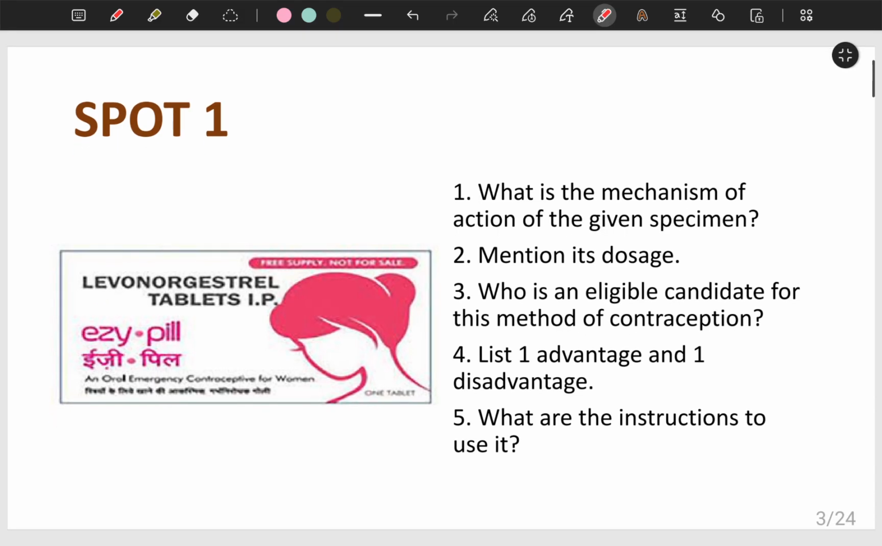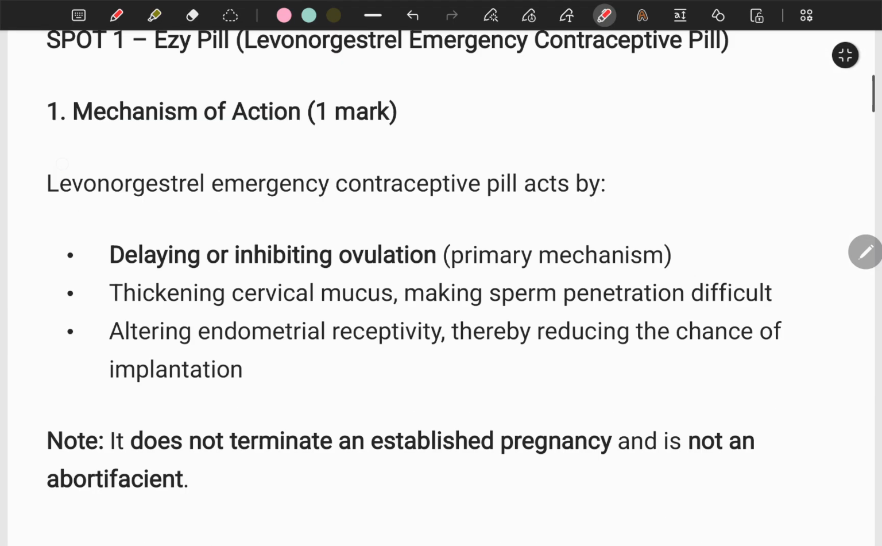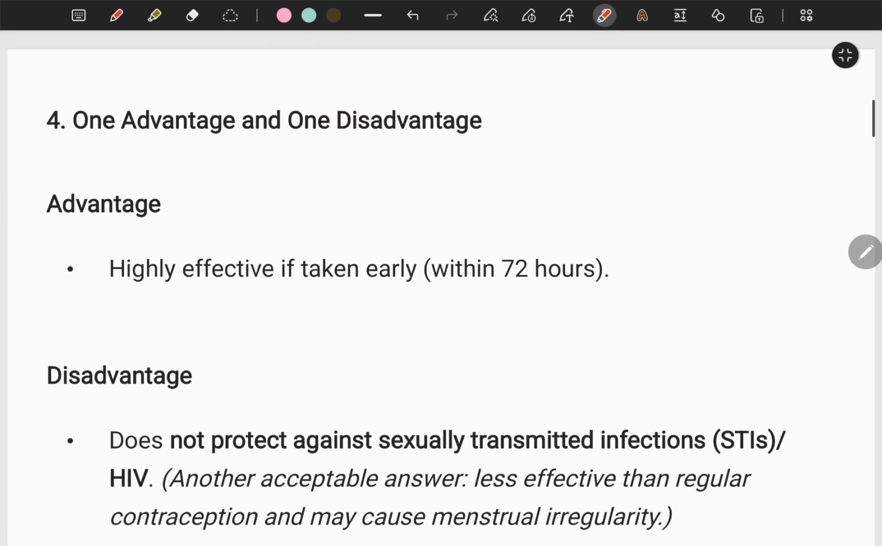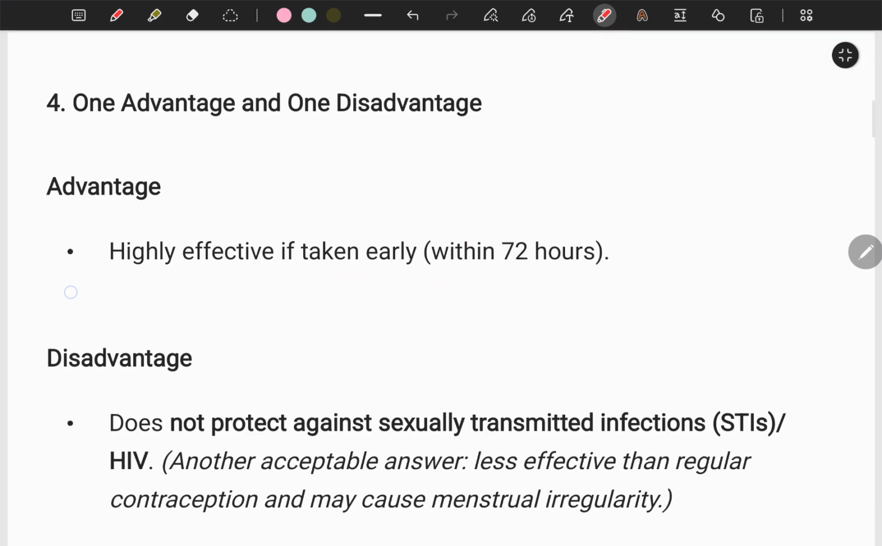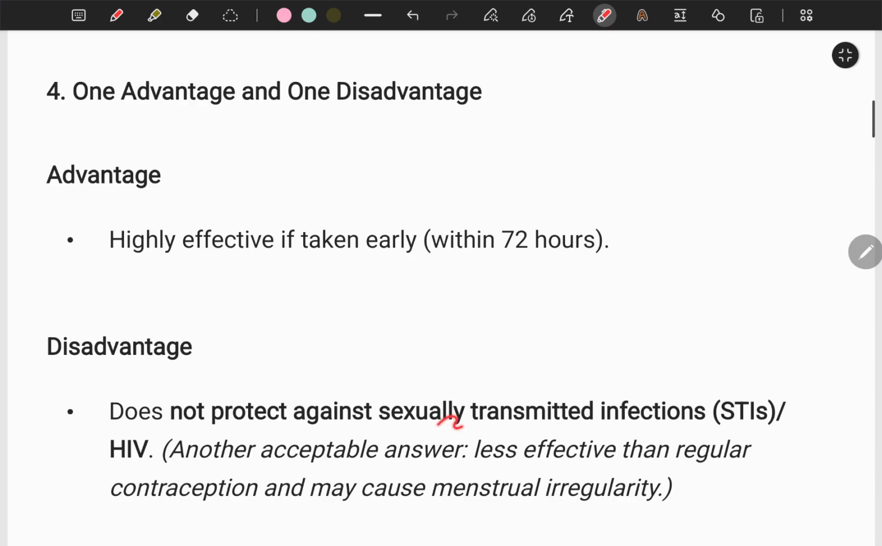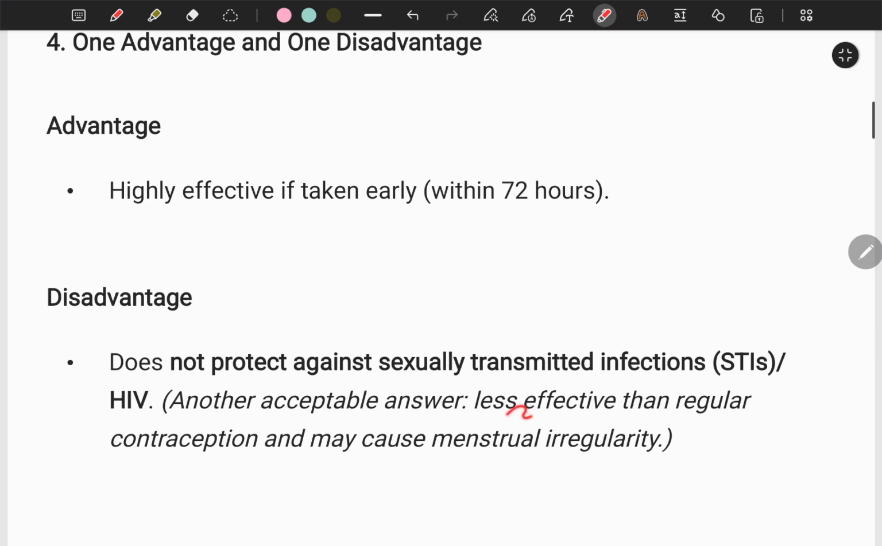Next is list one advantage and one disadvantage, and the next question is what are the instructions. So one advantage is highly effective if taken early within 72 hours. This is the window period. Disadvantage is it is not protecting against sexually transmitted infections, or we can say it is less effective than regular contraception and may cause menstrual irregularity.